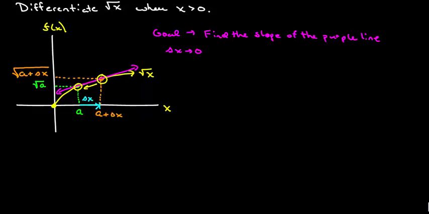Because we're making this thing smaller. So to find the slope of this tangent line right at this point, what we're going to do is take the limit as this distance right here goes to 0 of the slope of the purple line. Well, the slope of the purple line is given by the change in the y values. So that's going to be the square root of a plus delta x, minus the square root of a. That's the change in the y values.